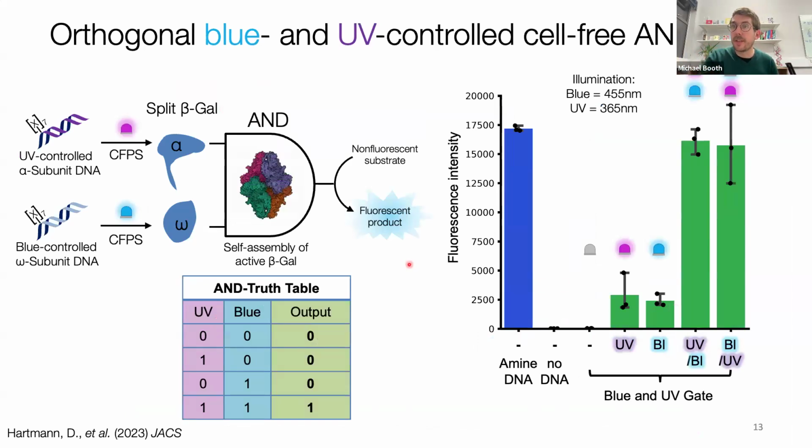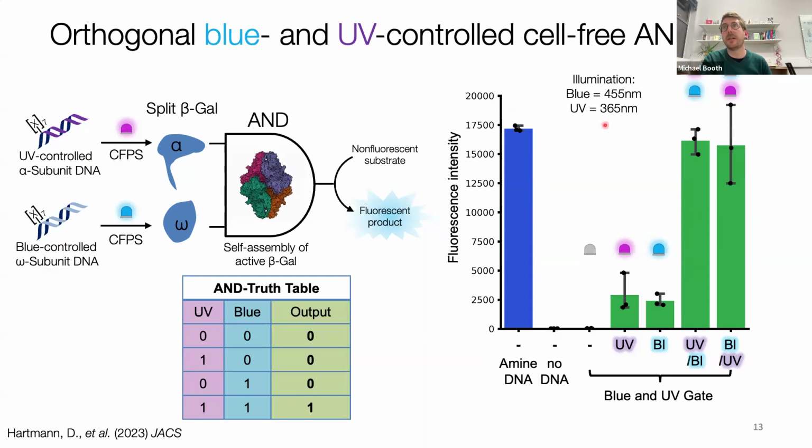So the cool thing is then we can start thinking about biocomputing and patterning. So we made an AND gate with light as the inputs. In this case, we used split beta-galactosidase. So you've got an alpha unit and an omega unit. You can encode those on two different DNAs that are controlled with two different colors of light. And so only when we shine both wavelengths of light will we get expression of both parts of the beta-gal and then activation and output of the fluorescent product.